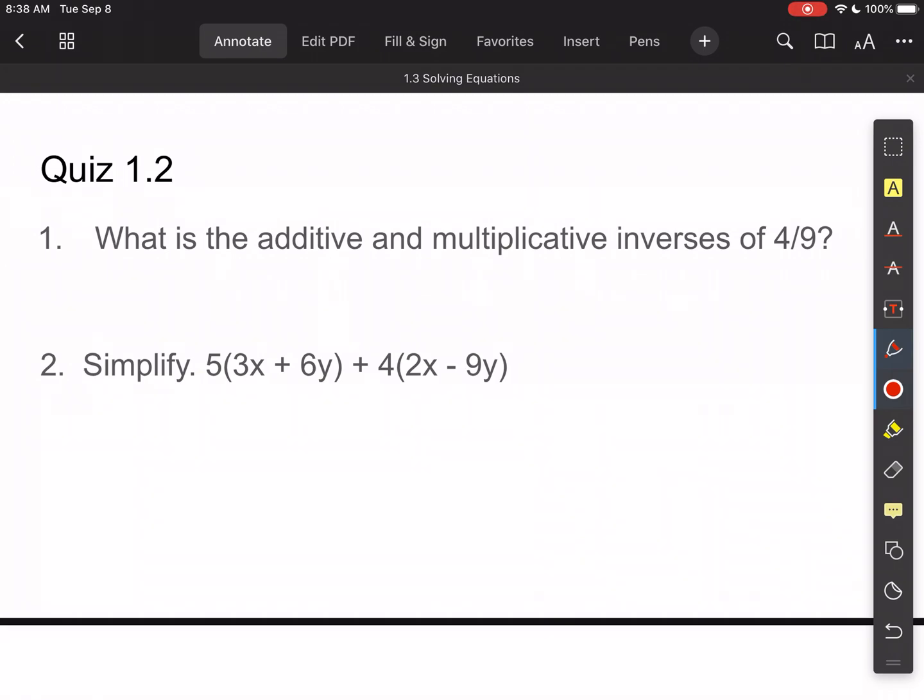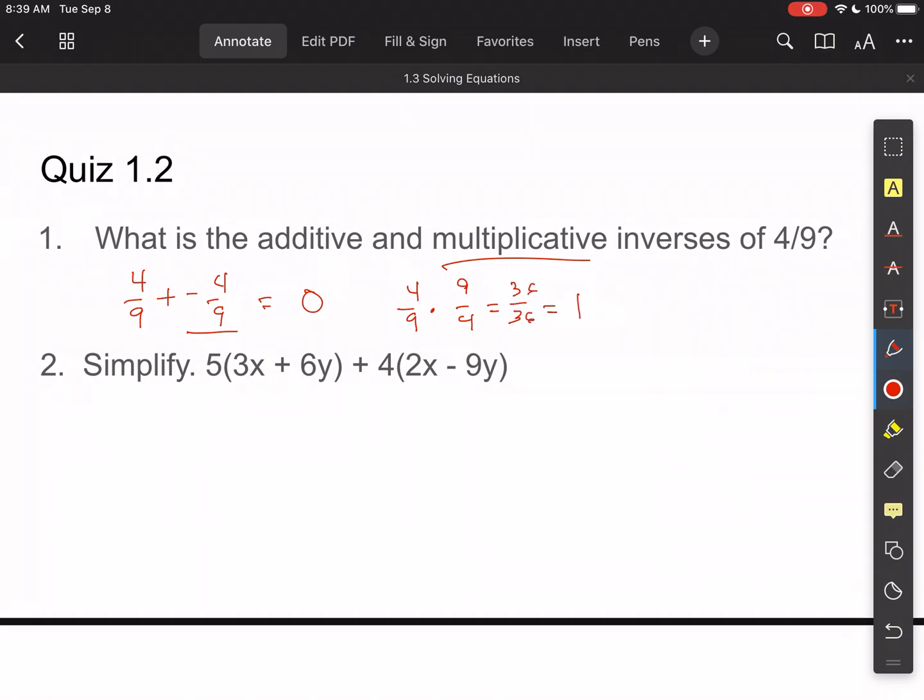Okay, so what we're going to do is start by writing 4/9. And what can I add to 4/9 in order to get 0? In order to get 0, I would have to add -4/9. So that's the additive. Then for the multiplicative inverse, we're looking for something that gives you 1. So if I have 4/9, I have to multiply that by its reciprocal, 9/4. And that is equal to 36/36, which is equal to 1. All right, so that's number 1.